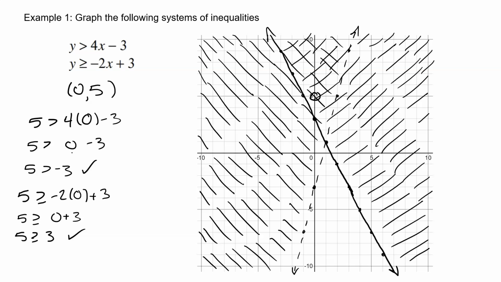That point is a true solution. So let's check the other one. 5 is greater than or equal to negative 2 times 0 plus 3. Negative 2 times 0 is 0, plus 3 is 3. 5 is greater than or equal to 3. Yes, that is also true. I said this was an easy point, and the reason why it's an easy point is because I have this 0 here, and when you plug in 0, it makes math pretty easy. Anything multiplied by 0 is 0. So that is how you graph a system of inequalities.